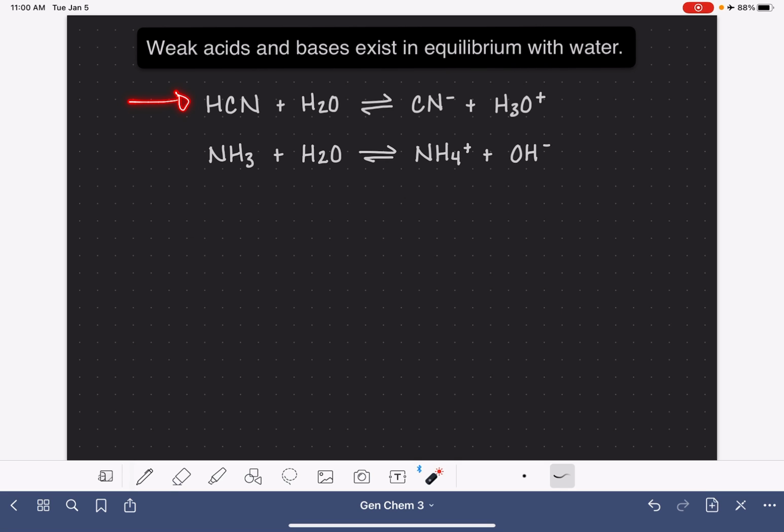Here's an example of a weak acid, HCN, with water. This exists in equilibrium. It is not a forward arrow reaction. It's an equilibrium reaction to produce cyanide and H3O+. And here's an example of a weak base with water in equilibrium producing ammonium and hydroxide.